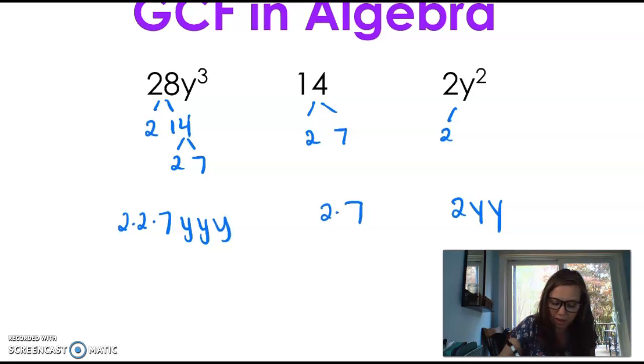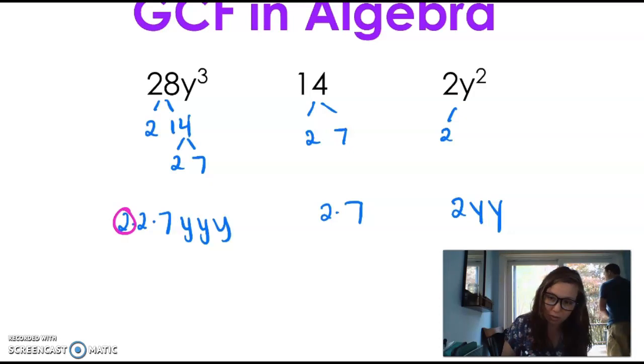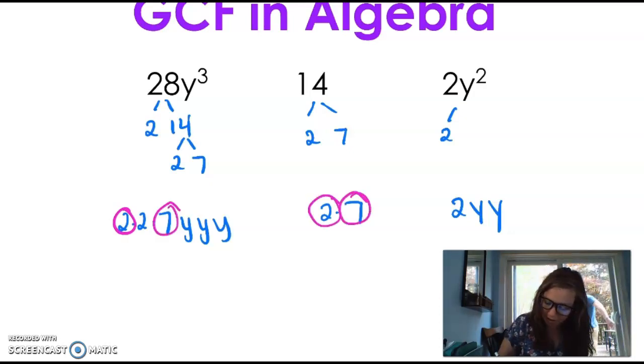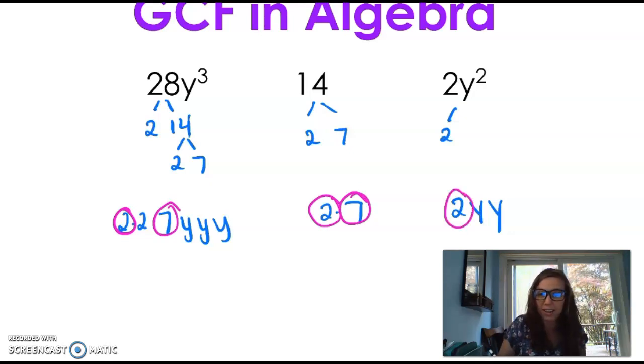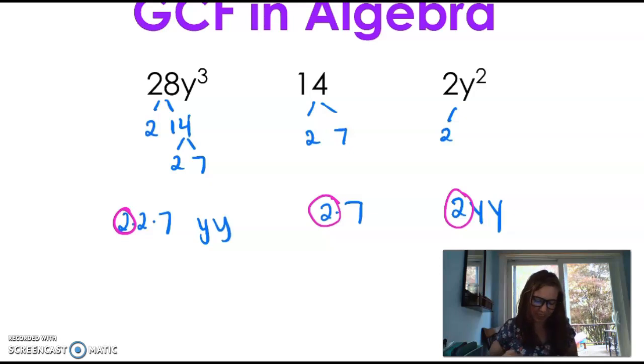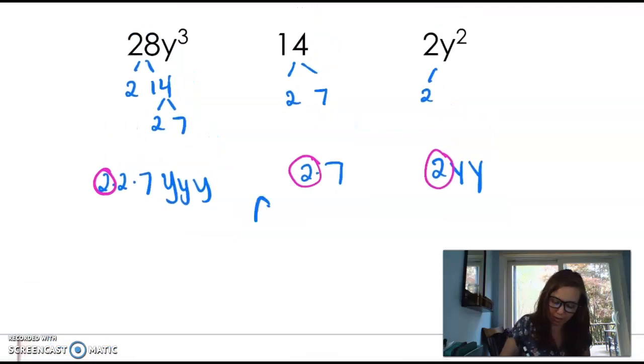And what they all have in common is that they all have a 2, a 7, a 2, a 7, and then a 2. So that one actually, they don't have the 7 in common. This is a distraction, sorry. I just erased one of those guys there too. There we go. So the only thing that all those numbers can be divided by is 2. That's it. So the greatest common factor for this one is 2.